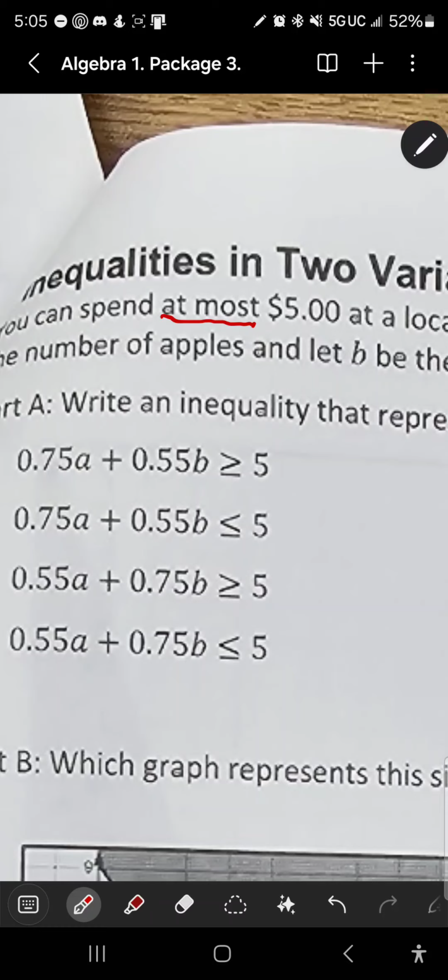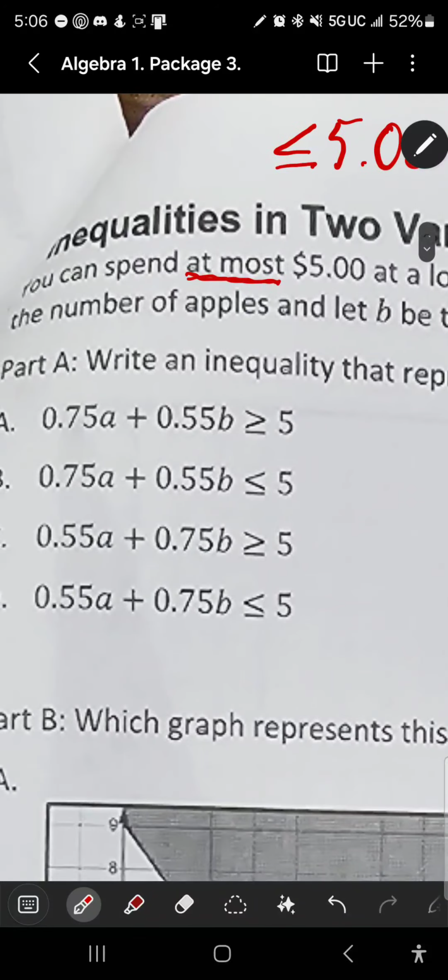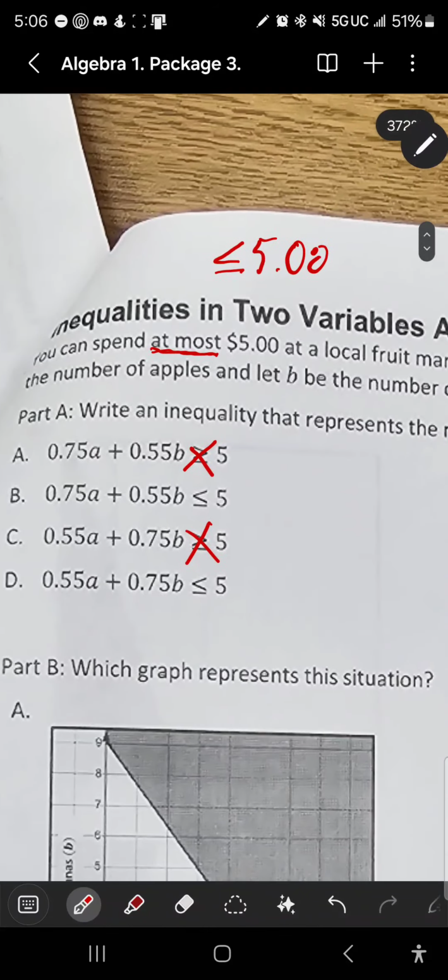So the sign we're looking for is less than or equal, because at most you can spend the $5, but you only have $5. You cannot spend more than that. So it needs to be less than or equal to $5. So right now I'm just looking at this and I can say, okay, this is not what we're looking for. So let's continue.